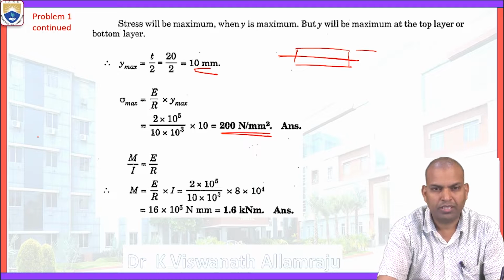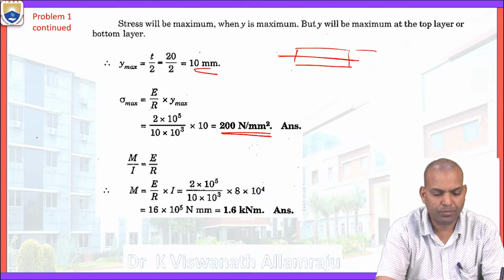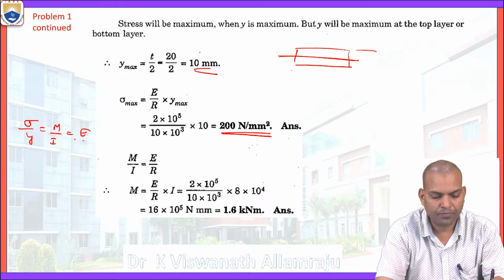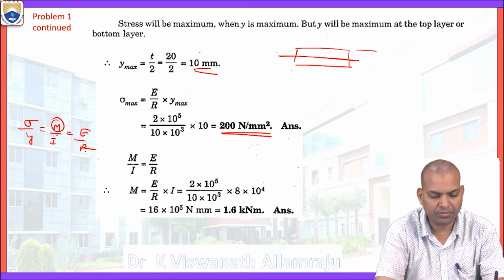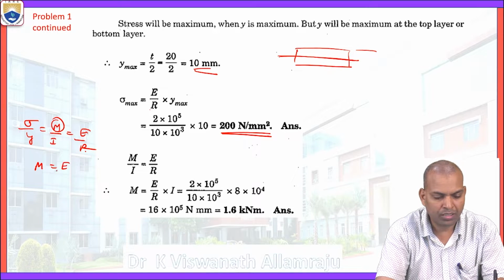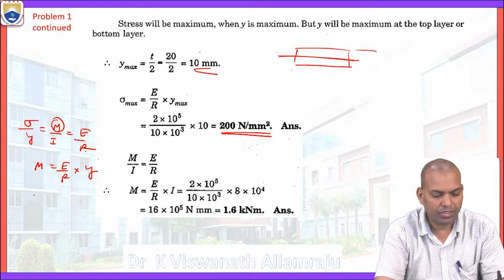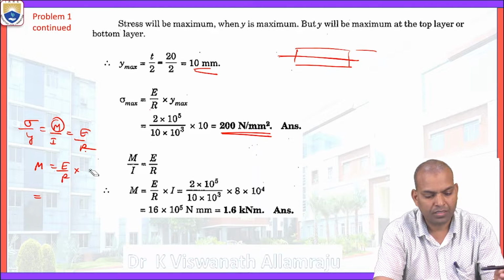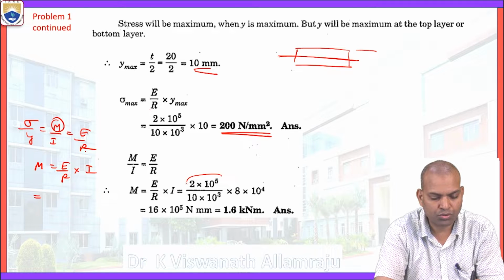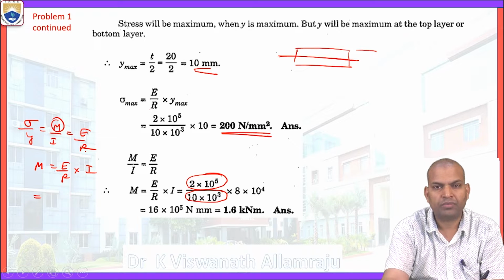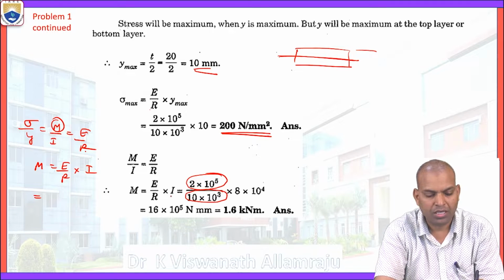We know the simple bending equation, sigma by y equal to M by I equal to E by R. We know the E and R ratio, and we want the bending moment. The bending moment comes as M equal to E by R into I. Here E, the modulus of elasticity, is 2 into 10 power 5, R, the radius of curvature, is 10 meters, converted into 10,000 millimeters.